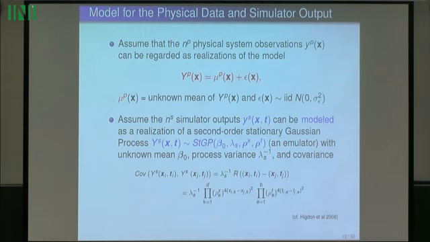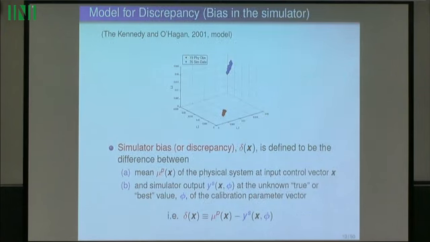These correlation parameters are the correlations between the outputs when you change one of the dimensions in the input vectors by half of its range. Okay, so we have a model now for the simulator output.